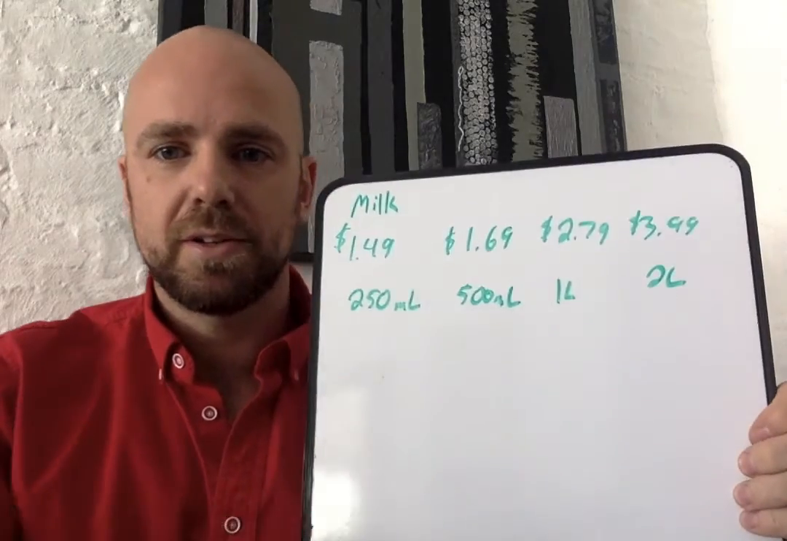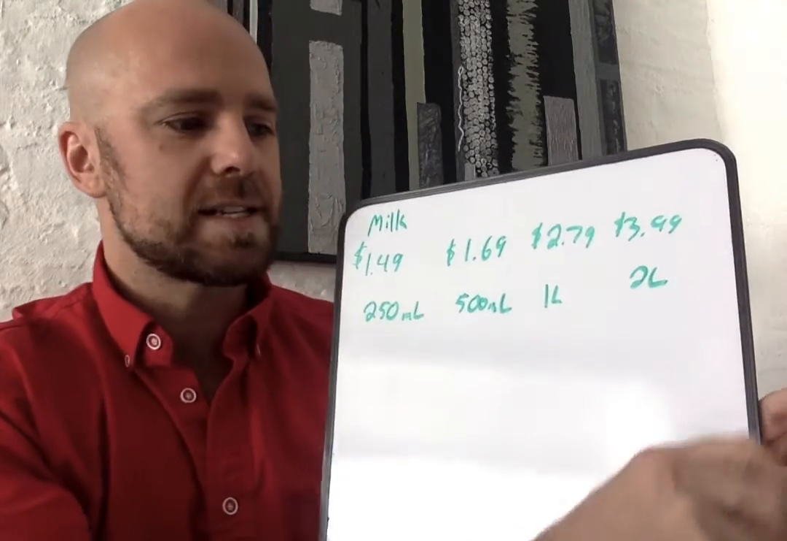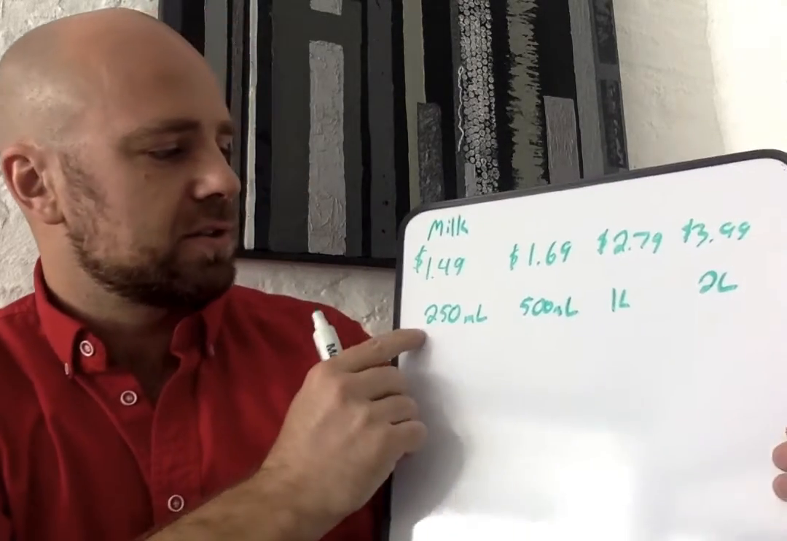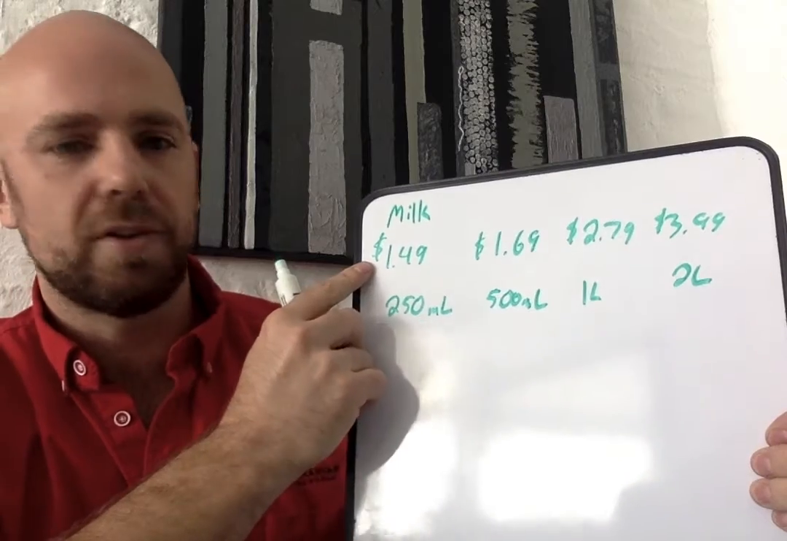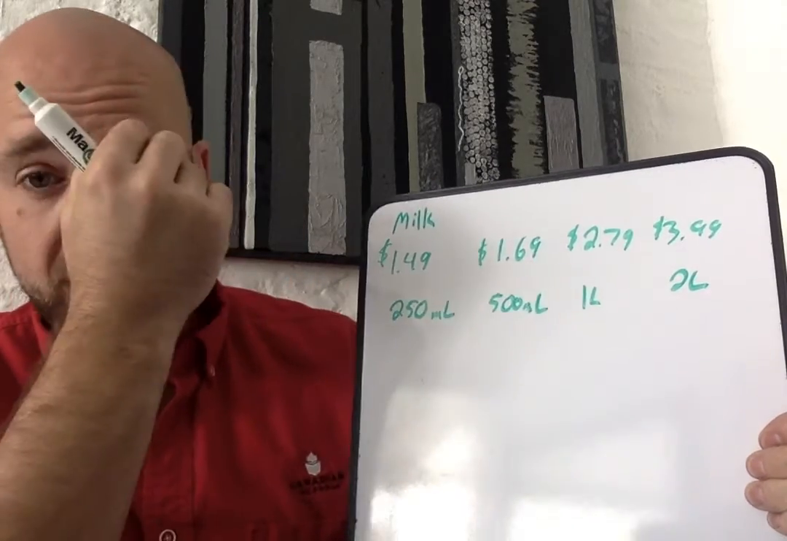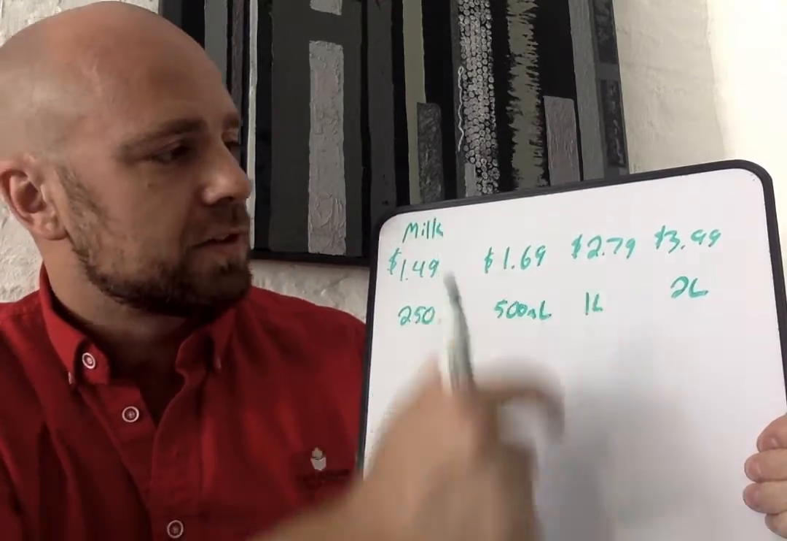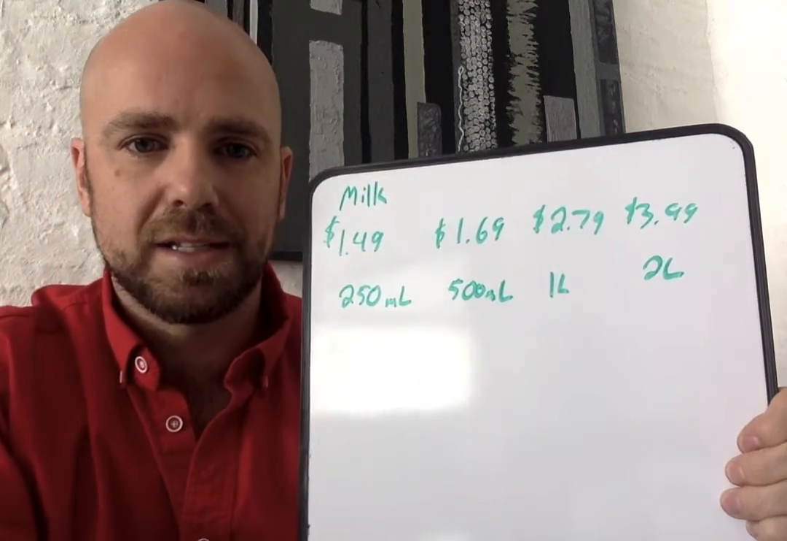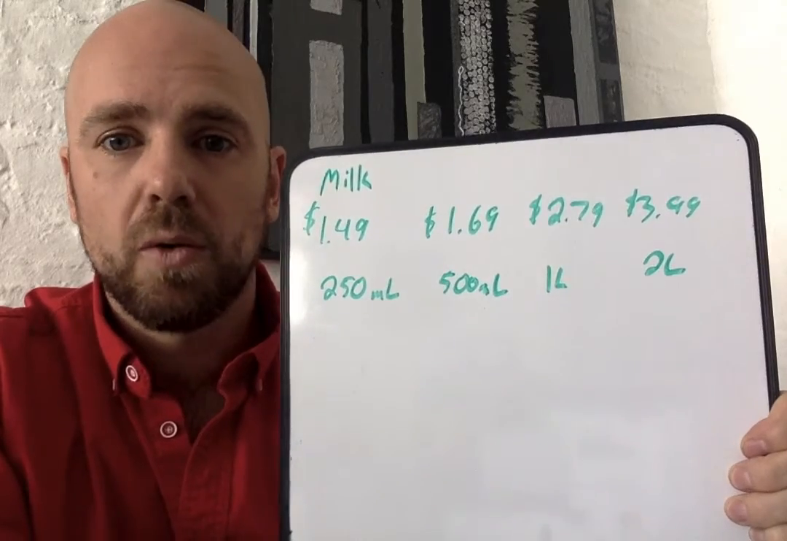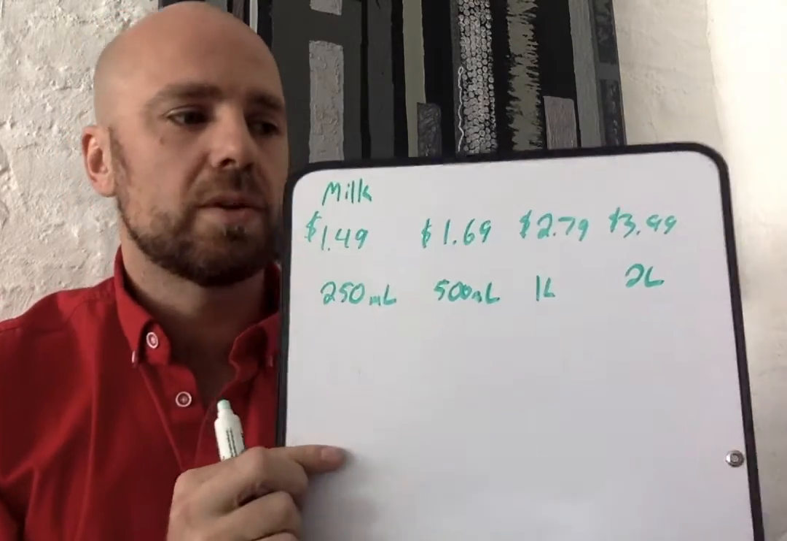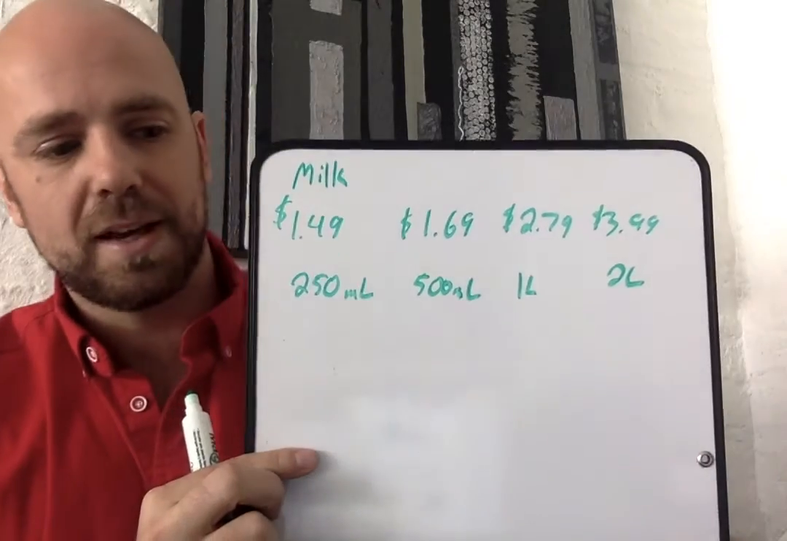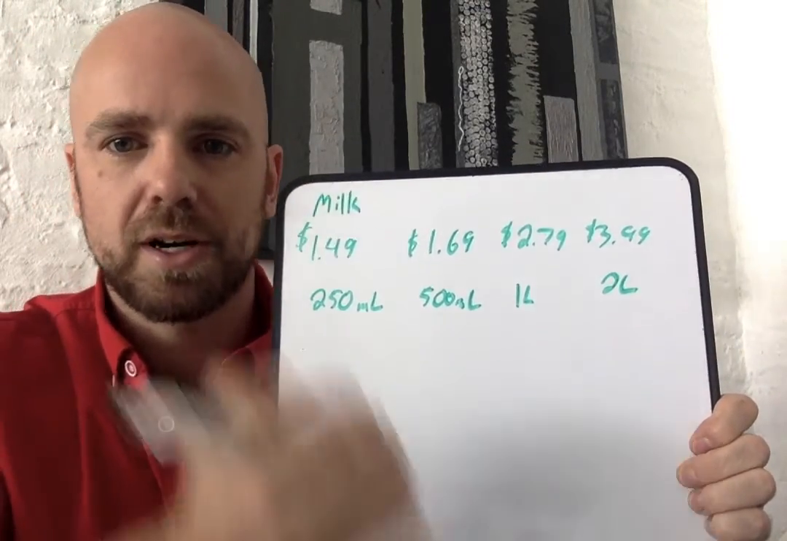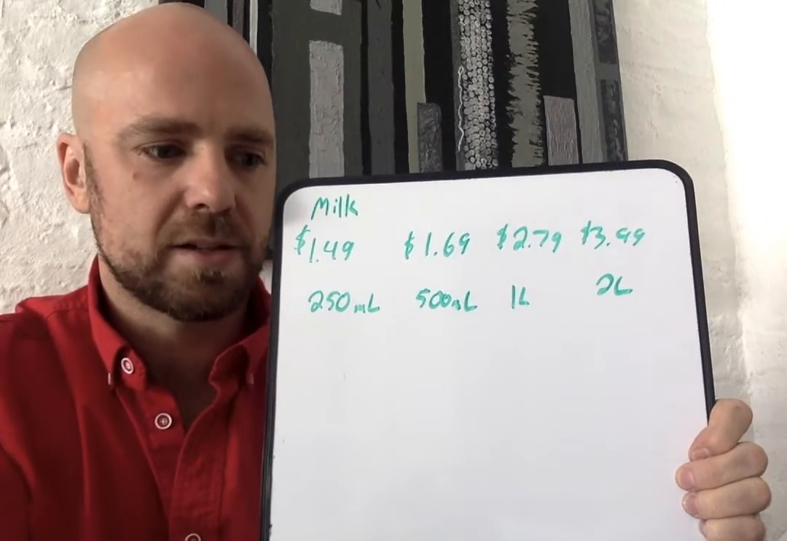So let's say you're going to the grocery store and you see different sizes of milk. Okay. So you have a milk that's 250 milliliters that costs $1.49, 500 milliliters that costs $1.69, 1 liter for $2.79, or 2 liters for $3.99. So my first question to you is, which one's the best deal? Which one is worth buying to basically get the most amount of milk for the least amount of money? Okay, so feel free to pause the video, try this out, and then I'll go over the answer.